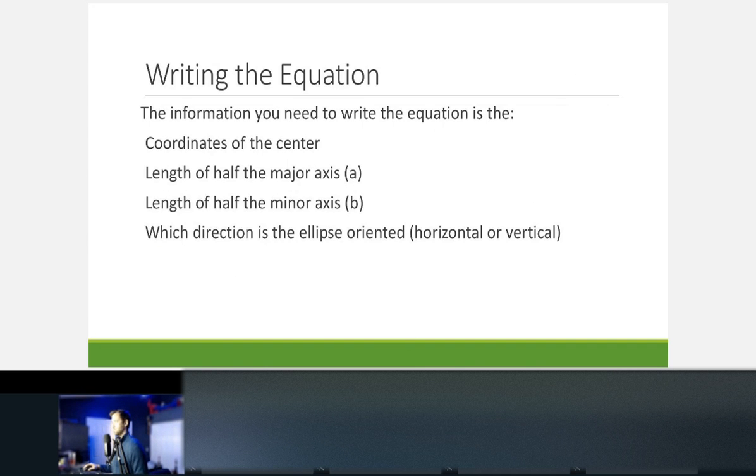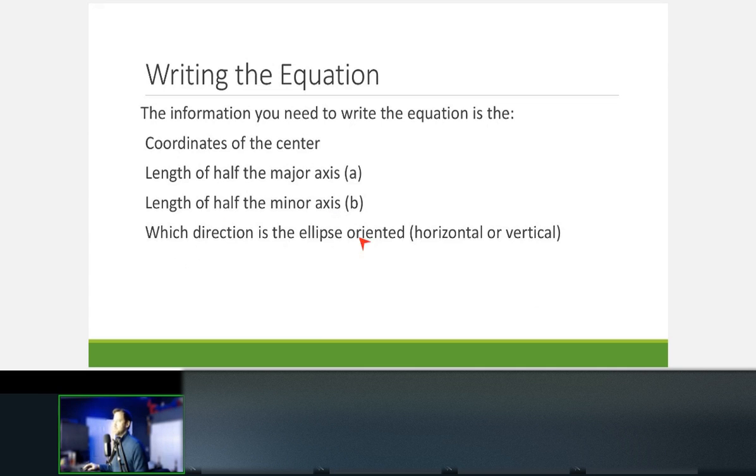All right. We're almost to the actual examples, everyone. All right, just to cover writing an equation. The information that we need to write an equation is, well, we need to know the center. We need to know the A value and the B value, A being half the major axis length and B being half of the minor axis length. If we have these three things, we can write the equation of our ellipse.